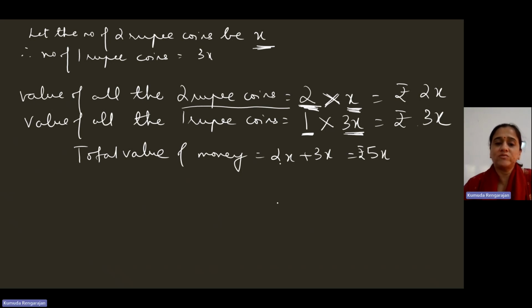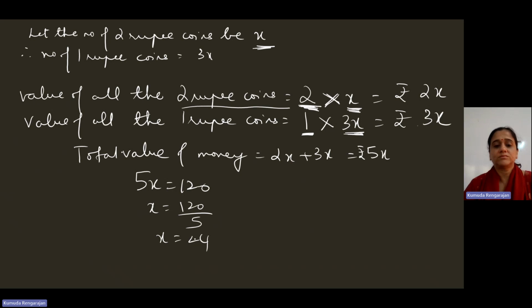So what's the total value of money? 2x plus 3x, 5x. 2 plus 3, 5. But what's the value of money given in the question? 120. This is also the value of money, 5x. But it's given 120 in the question. That means 5x is equal to 120. Both represent the same total value of money. So the equation is 5x is equal to 120. Now solve this. x is equal to 120 divided by 5. x is equal to 24. Who's x? The number of 2 rupee coins. So the number of 2 rupee coins is equal to 24.